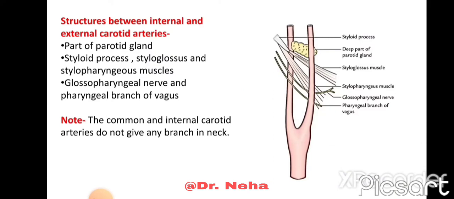Now the structures between the external and internal carotid arteries. These are part of the parotid gland, styloid process, styloglossus, stylopharyngeus muscle, glossopharyngeal nerve, and pharyngeal branch of the vagus nerve.